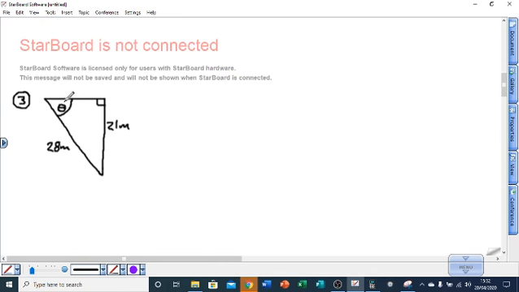Question 3, again, there's an angle involved, so it's trig. This is opposite, this is hypotenuse, this is adjacent. So we're using these two here, which is O and H, so that's sin. So sin theta is equal to opposite over hypotenuse. Substitute in. Sin theta is equal to opposite, which is 21, over hypotenuse, which is 28.